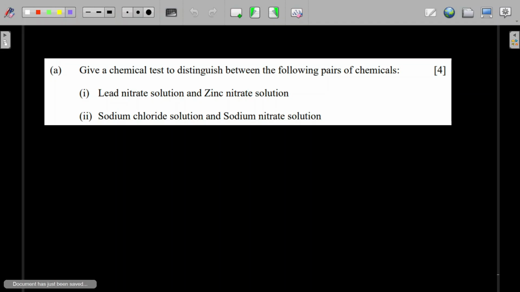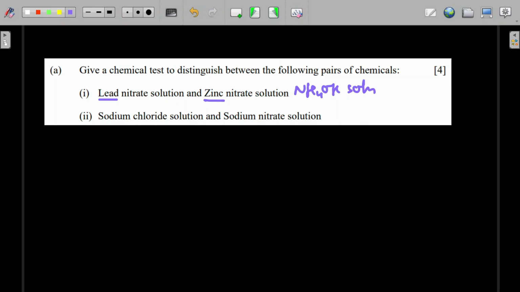Same thing, chemical test: lead nitrate, zinc nitrate. So you can use NH4OH. You have to use only NH4OH here because lead and zinc with NaOH will give you the same observation. Both form white PPT soluble in excess, but only with NH4OH solution, right? Zinc white PPT dissolves in excess, lead white PPT insoluble in excess.